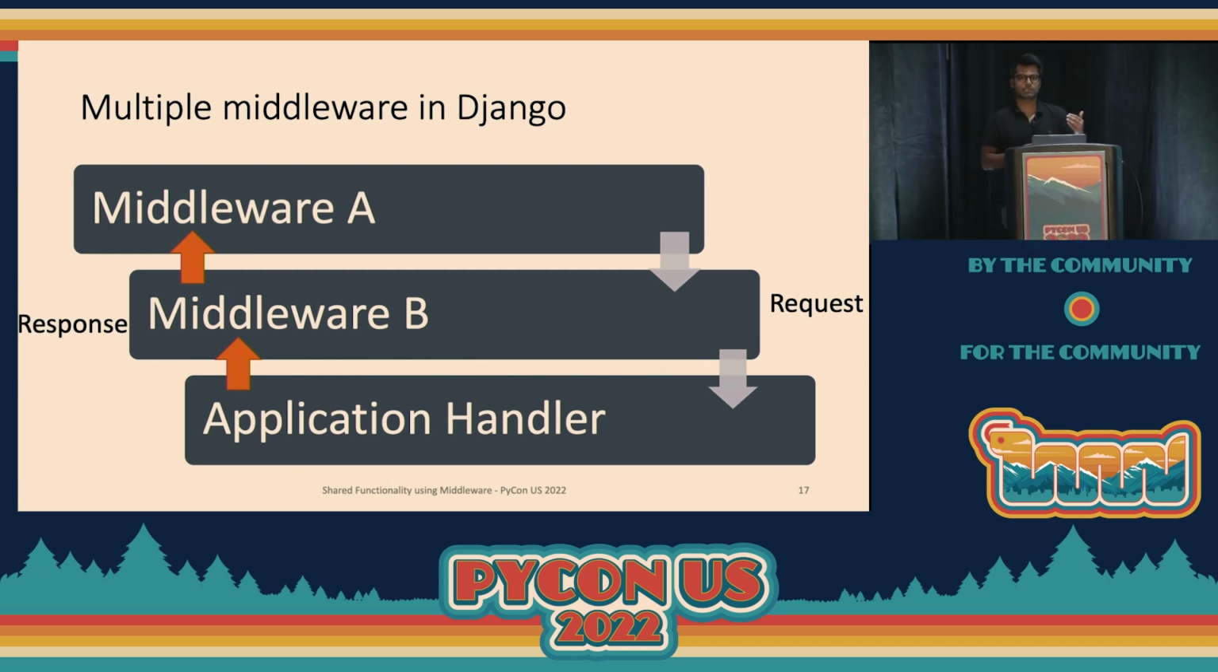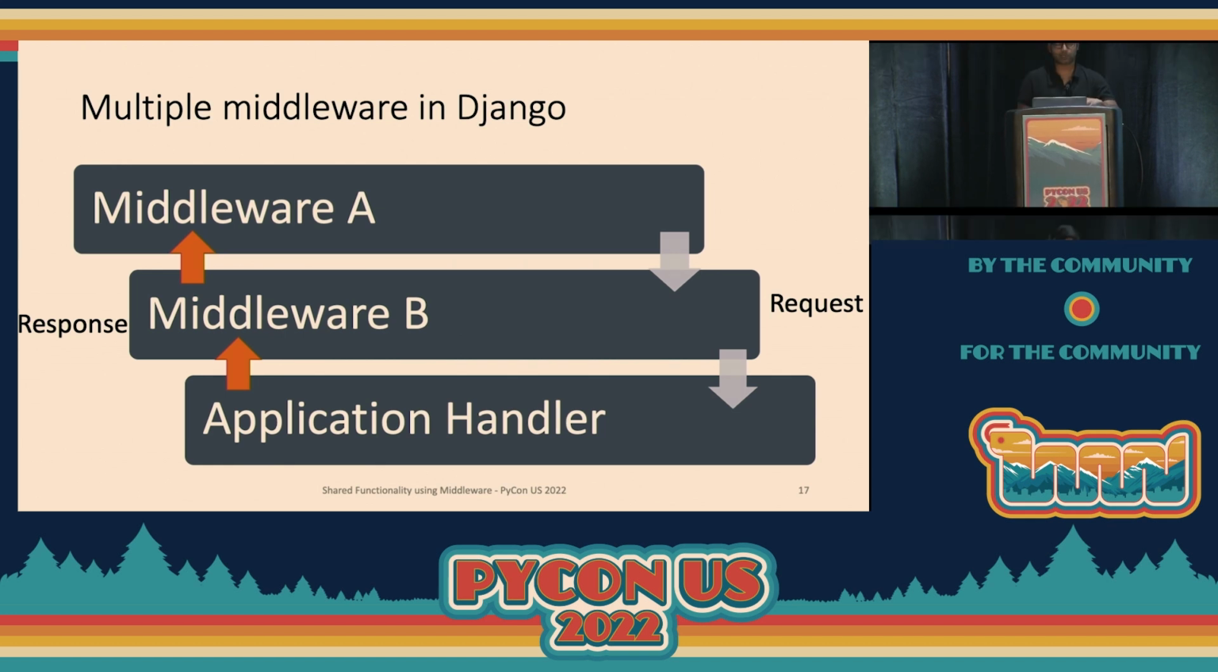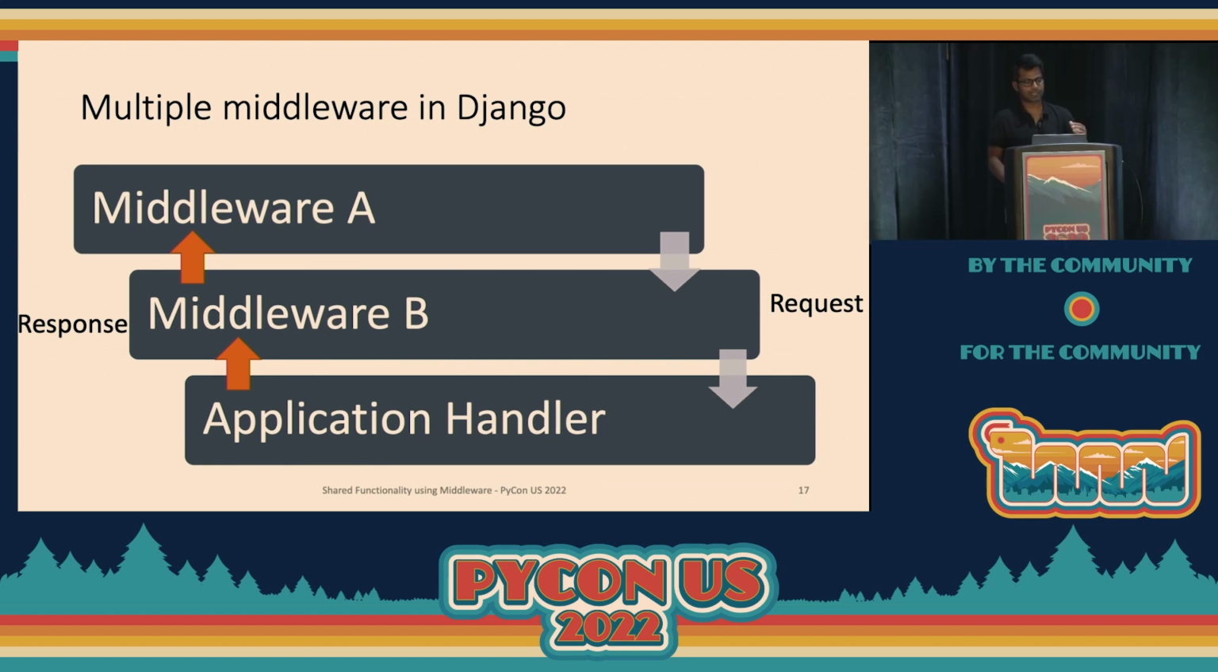When a request is being processed, basically when the request is coming into your application, first middleware A is called, then middleware B is called, and then finally your view function is called. Once the response has been generated, the response first goes into middleware B, then goes up to middleware A, and then finally to the client.